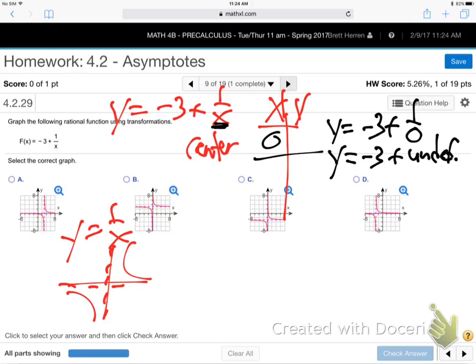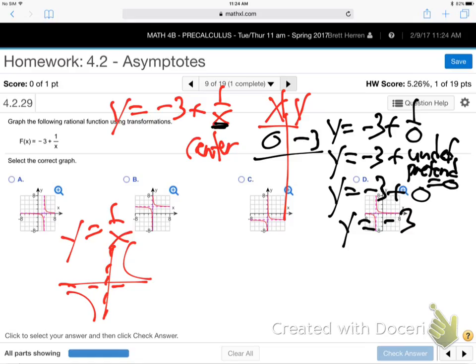But remember what we do with undefined, for graphing anyway? We pretend it's 0. We just pretend it's 0. So -3. We just treat it like 0. We pretend, not the whole thing, but just the undefined part is 0. You guys with me? Do you remember this?